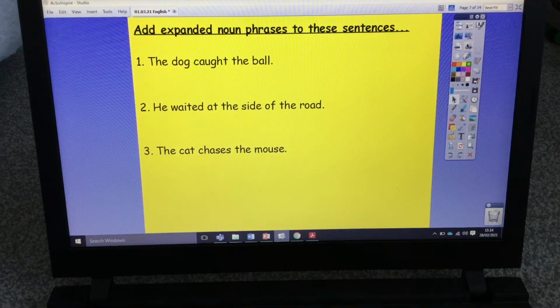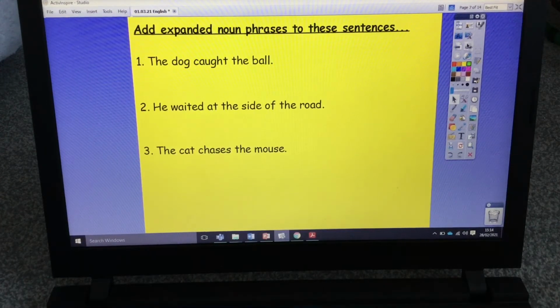Next, I would like you to have a look at these 3 sentences. I'd like you to add expanded noun phrases to the following 3 sentences. So sentence number 1, the dog caught the ball. Sentence number 2, he waited at the side of the road. Sentence number 3, the cat chases the mouse.